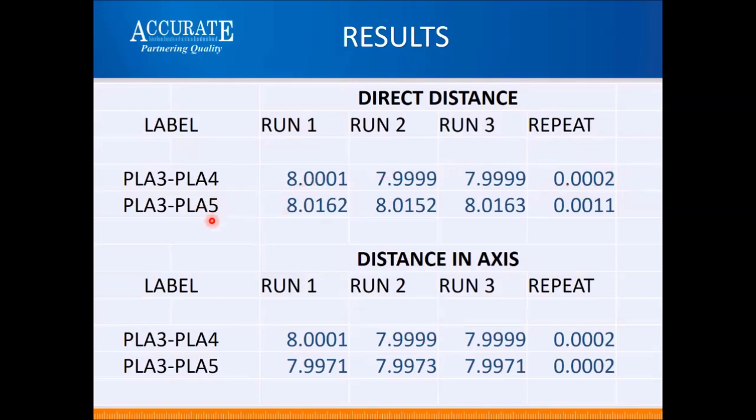Then if I make the distance between plane 3 and only a plane of tab 1, then the reading says 8.0162. So 16.2 micron is the error to the 8 millimeter of the nominal dimension. And also if you see the repeatability is also increased from the case of condition number 1, and it is now 1.1 micron.